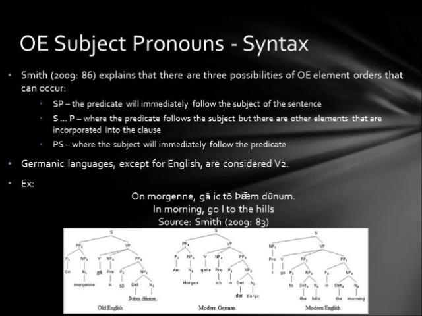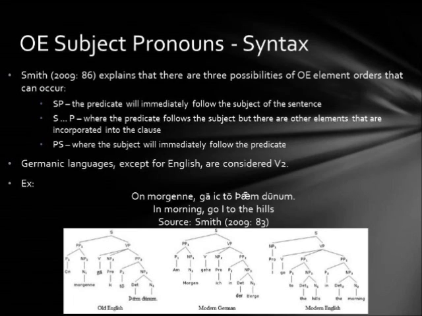So I just drew the syntax trees for Old English, Modern German, and Modern English. For Old English we get a prepositional phrase, which is in the topicalization part of the tree. And then we get the verb starting the VP, then the subject "ich," and then another prepositional phrase, "to theum dunum," which corresponds pretty much to Modern German, where we would have "am Morgen gehe ich in die Berge."